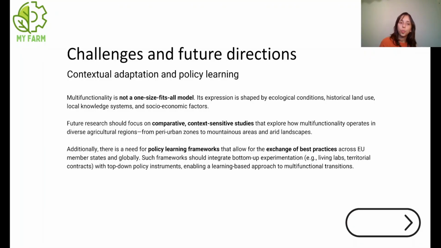Additionally, there is a need for policy learning frameworks that allow for the exchange of best practices across the European Union member states and globally. Such frameworks should integrate bottom-up experimentations, for example, living labs, territorial contracts, with top-down policy instruments, enabling a learning-based approach to multifunctional transitions.